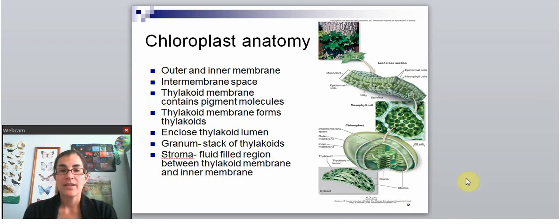The chloroplast is a complex organelle with multiple membranes. It has an outer membrane, an inner membrane, and then it has a third membrane called a thylakoid membrane. So this little stack here is the thylakoids.